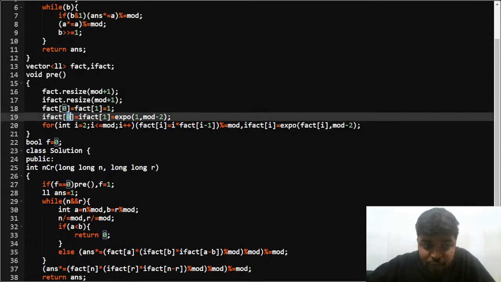So inverse factorial for numbers like 0 and 1, if the direct factorial is 1, so inverse factorial would be nothing but exponentiation of 1, that is 1 to the power mod minus 2.